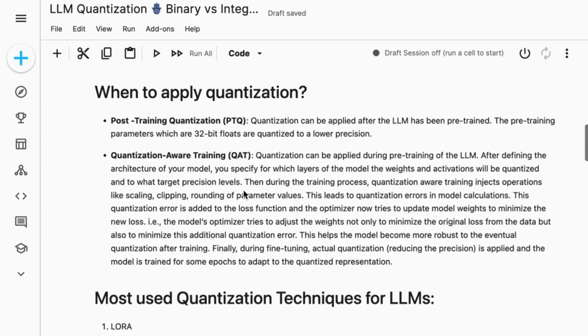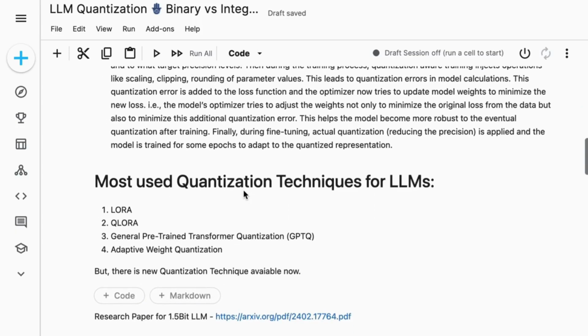You can use techniques like LoRA, QLoRA, and generative pre-trained transformer quantization, along with adaptive weight quantization techniques as well. I will explain these techniques with Python code in my next video.